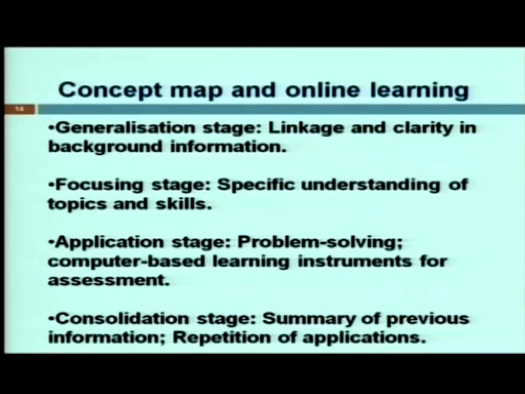Concept map and online learning. Online learning happens at the generalization stage, focusing, application, and consolidation. If we divide it into 4 stages of online learning, at the generalization stage the students find linkages and clarity in background information that is provided to them, and concept map facilitates establishing these linkages and the background information. Focusing stage, the specific understanding of topics and skills, the concept map also facilitates these.